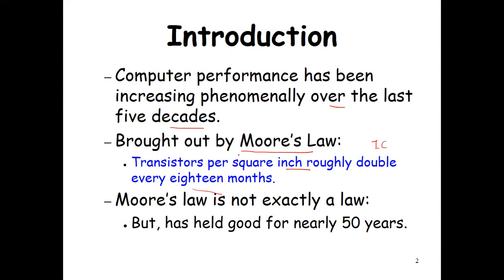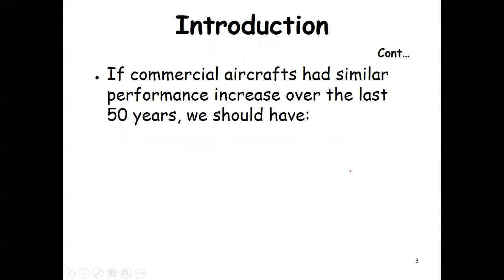Okay, so basically, Moore is a scientist. He foresaw that the number of transistors used in a chip, in an integrated circuit, will roughly double every 18 months, right? So it is basically a prediction, and this prediction has been true for the past 50 years, right?